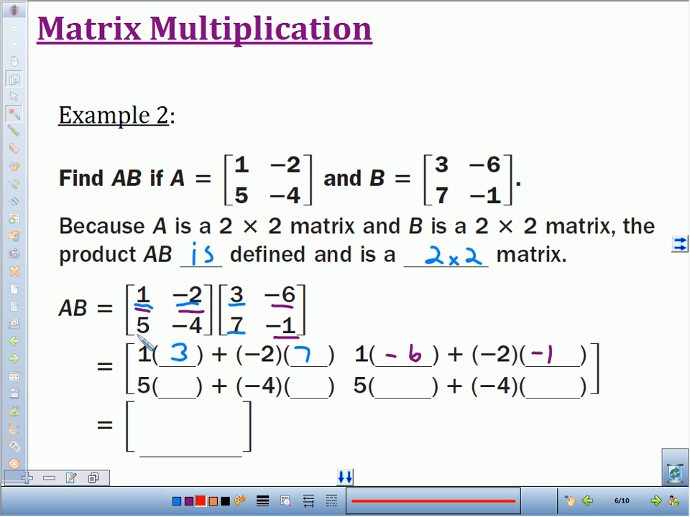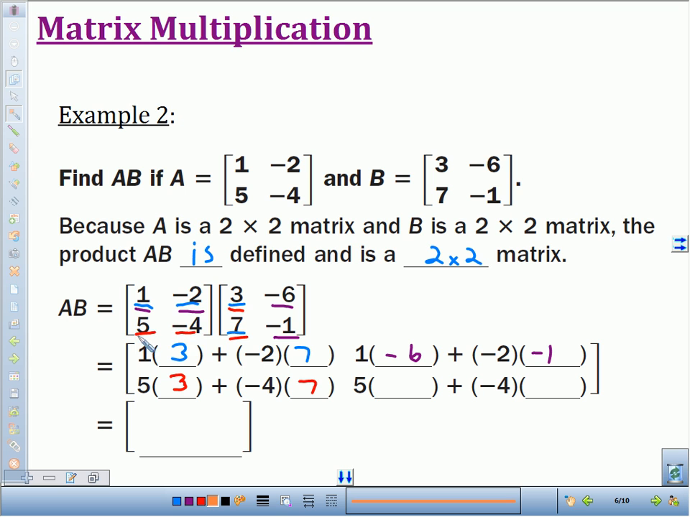Multiply the first element in the second row of the first matrix by the first element in the first column in the second matrix, and we get 5 times 3. The second element in the second row by the second element in the first column, negative 4 times 7.